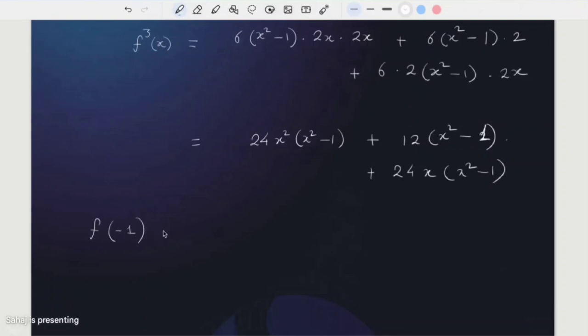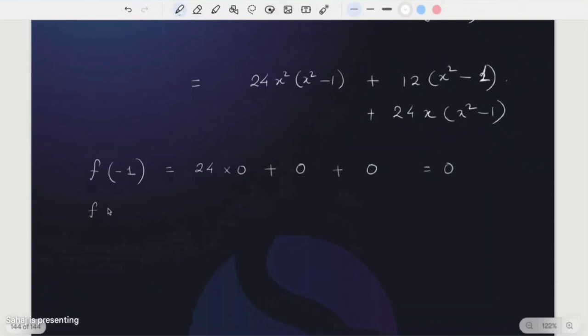What about minus 1? 24 into 0 plus 12 into 0 plus 0. All zeros. Just 0 again. Again 0. So we might have to take another derivative. Also at plus 1 it will be 0. So another derivative has to be taken.